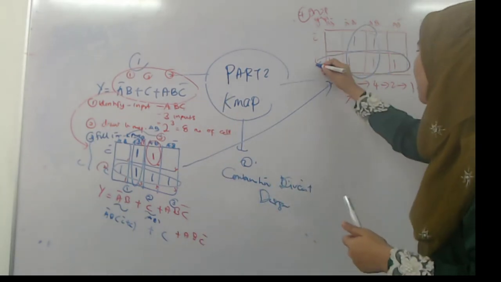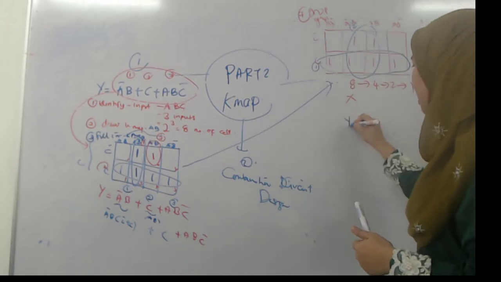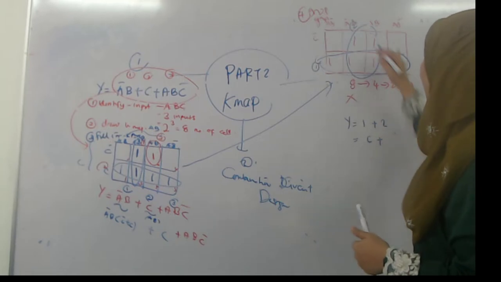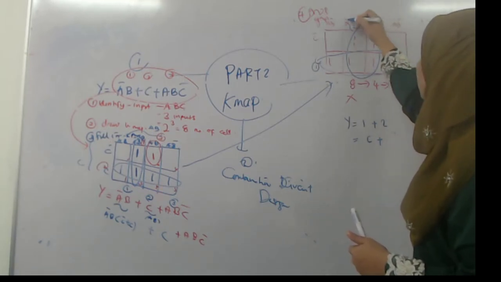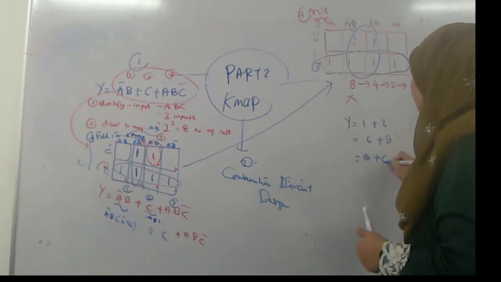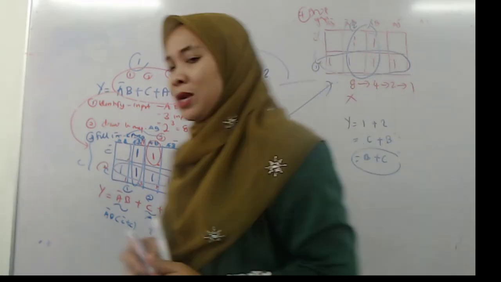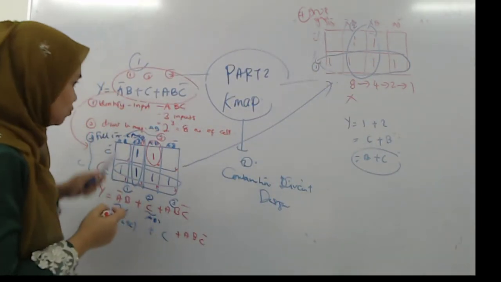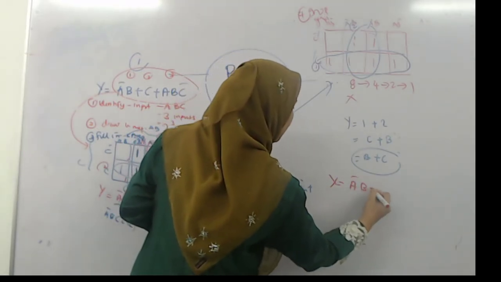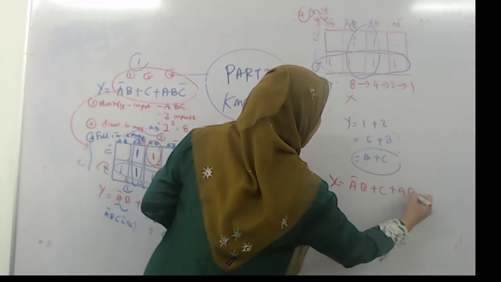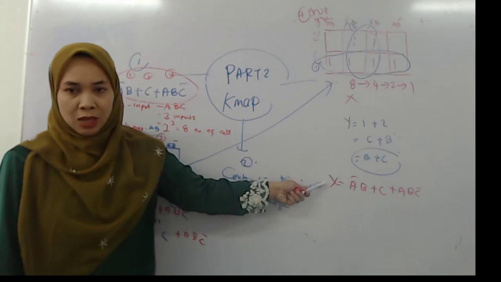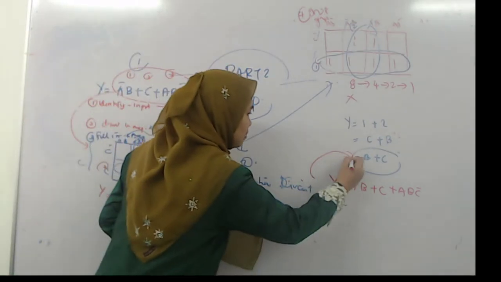So we have 1 and 2 here. So Y equal to 1 plus 2. 1 adalah here, C. 2 adalah kat mana ini? Ini kita potong. Ini pun kita potong, we have B. So the answer adalah B plus C. So this is the answer. So you can compare from here. We have this one. Sebelum ini kita punya equation lah Y equal to not A B plus C plus A B not C. You can see from sebelum ini, this is our equation. Now, final equation become this one.